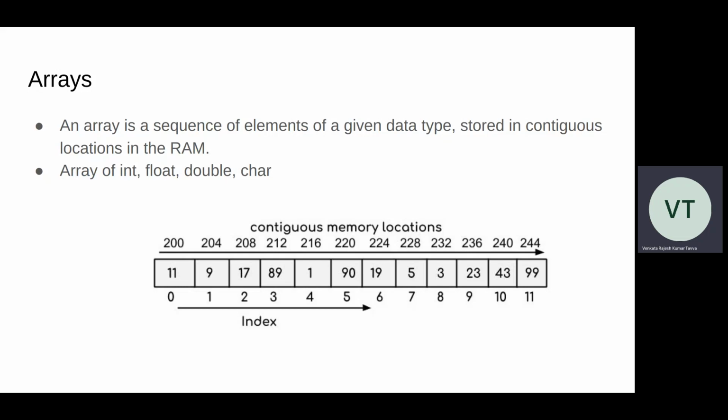Now, if you notice, there is a pattern. This is 200, 204, 208, and so on. Can you tell me why? 4 bytes. This is an integer array. Each integer occupies 4 bytes. So the address of this integer is 200. After 4 bytes, next integer will start. After 4 bytes, next integer will start. Okay. If it were a character array, then this would have been 200, 201, 202, and so on. But since this is an integer array, the addresses are separated by 4 bytes. Okay. So that is how arrays are stored.